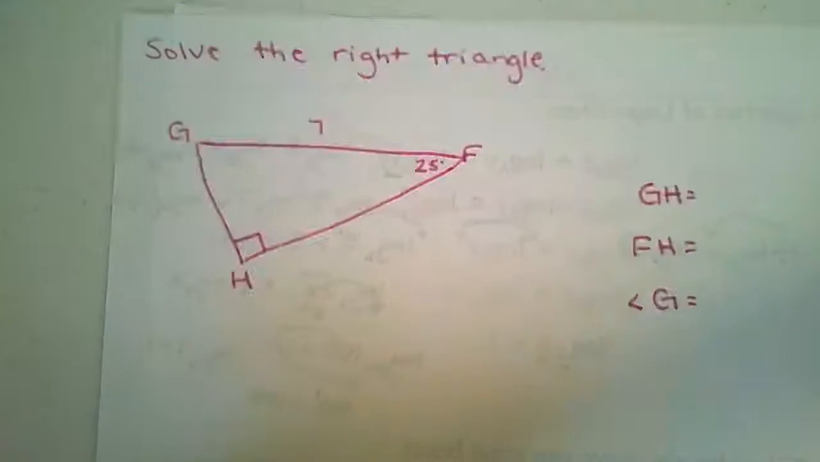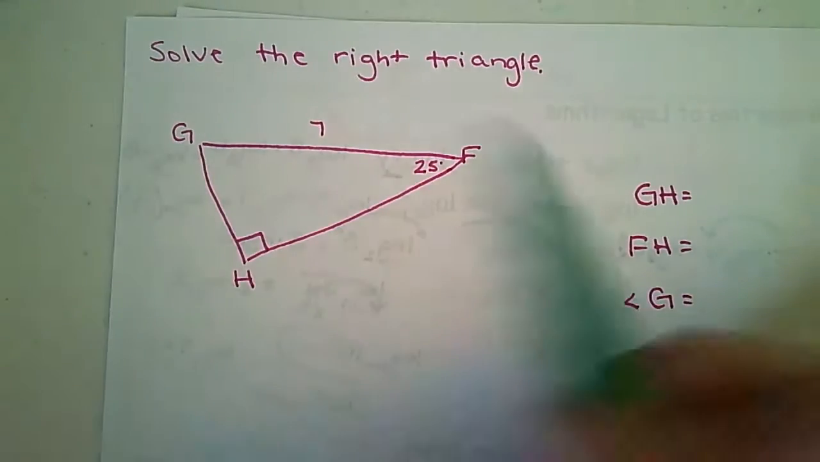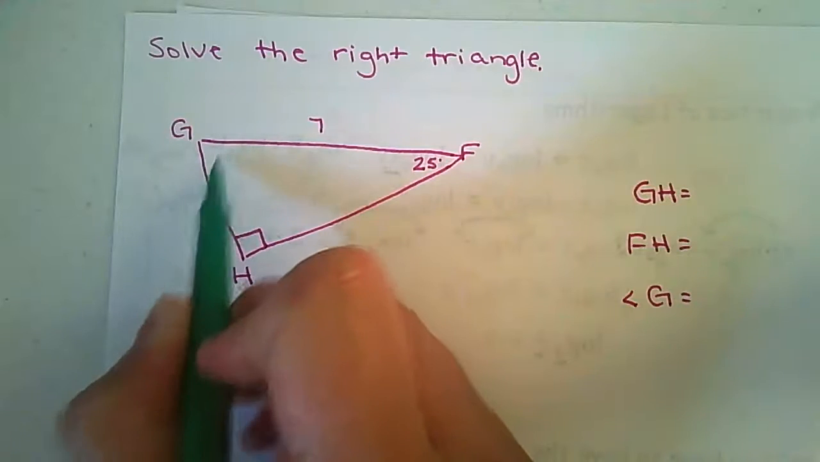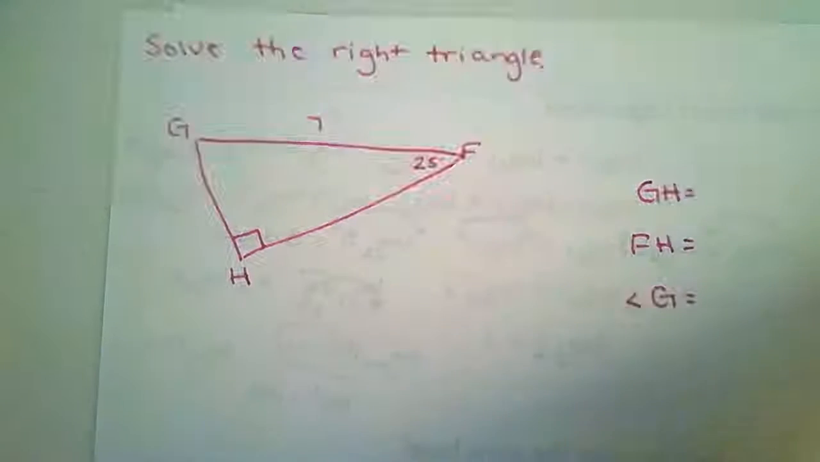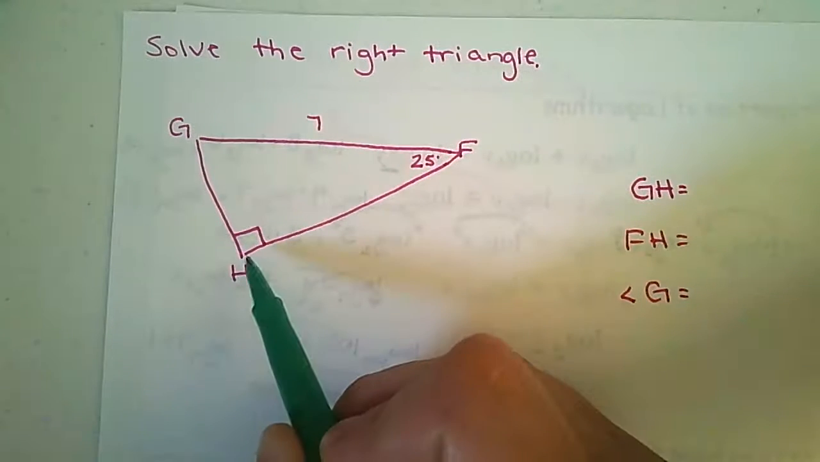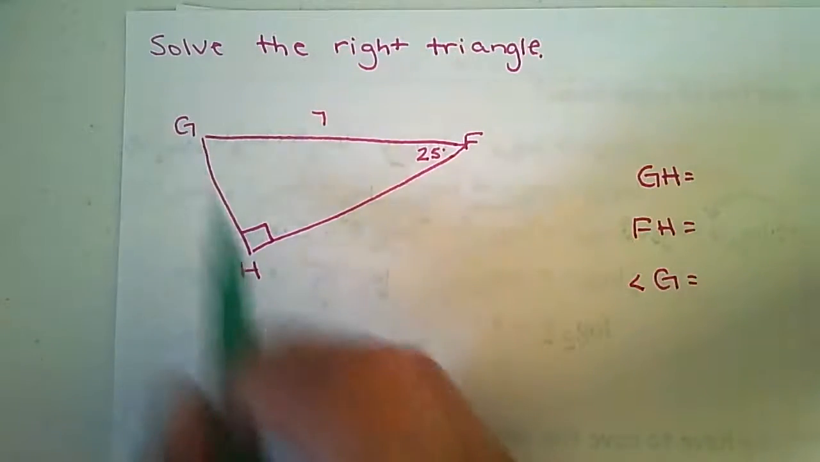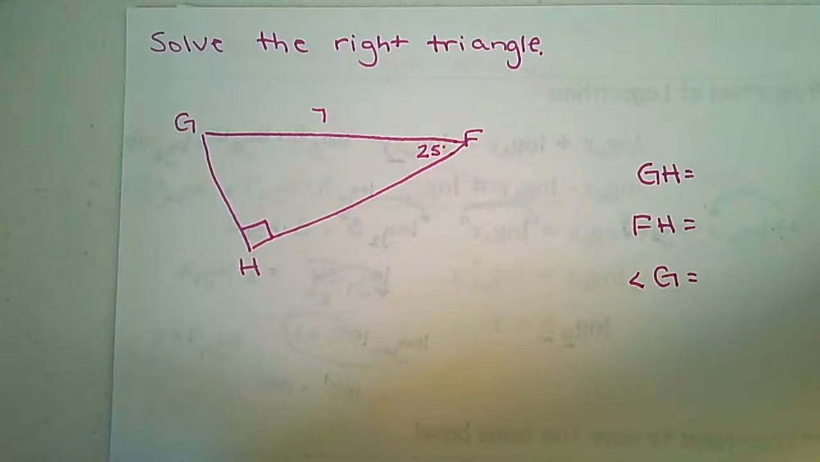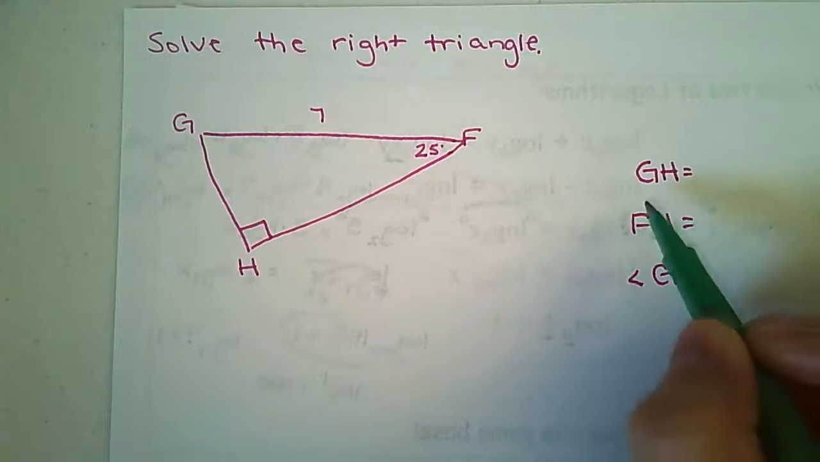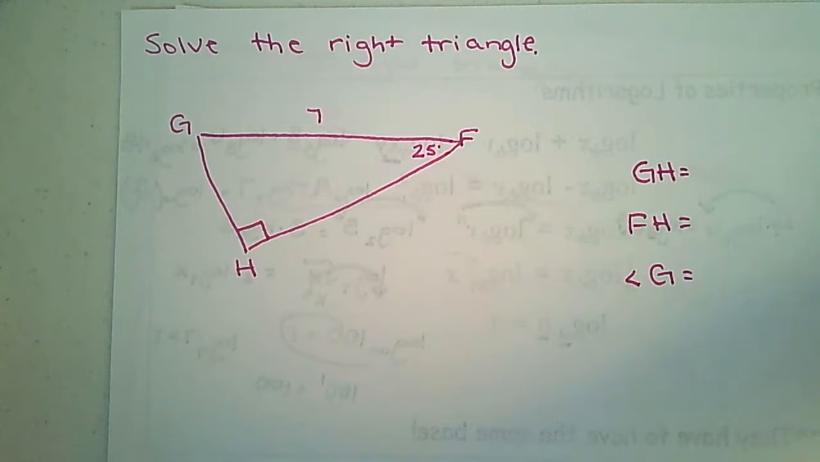So for example, in this picture, angle G is missing. So we need to figure out what angle G is. And we also see that side FH is missing and GH is also missing. So there's actually three things that we need to find in this triangle. All right. So the first thing I'm going to find is just what's on the top of my list here. I'm going to do GH first.